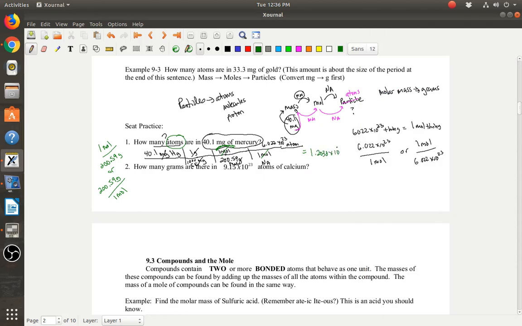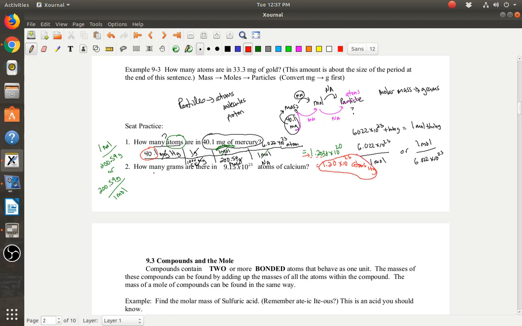1.2038 times 10 to the 20th. Now we got to check for sig figs. The first number has 3 significant digits, so I need 3 significant digits, 1, 2, 3. So it's 1.20 times 10 to the 20th atoms of mercury, Hg. That's the answer for that one.